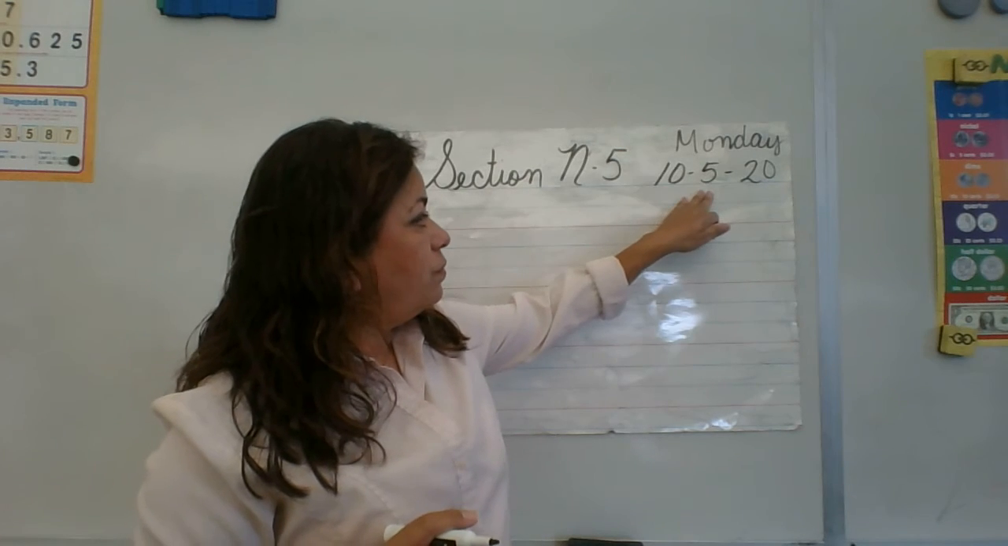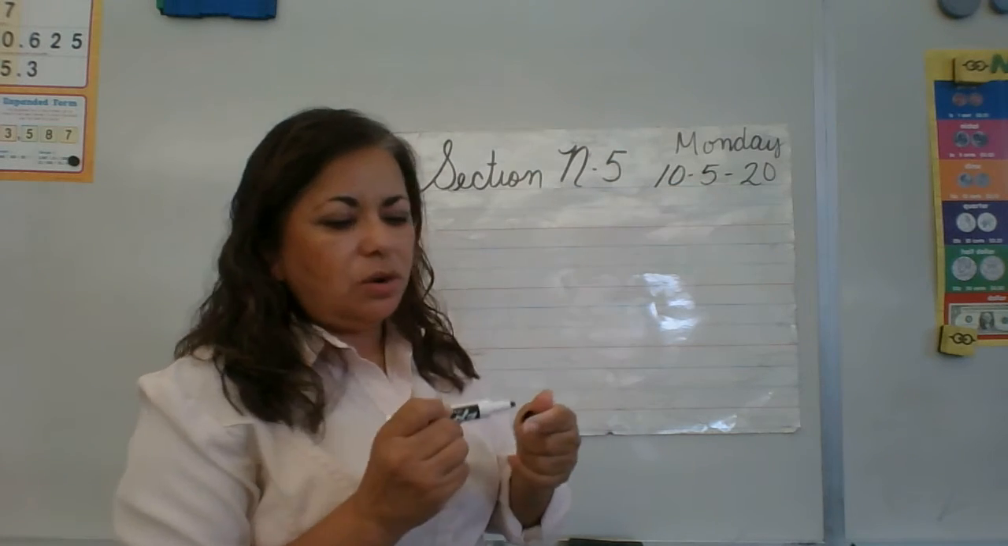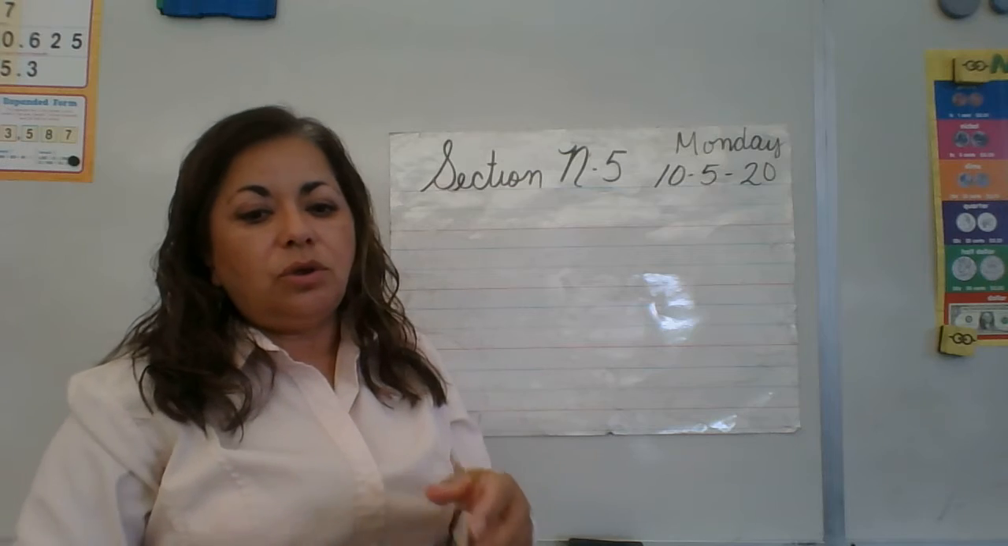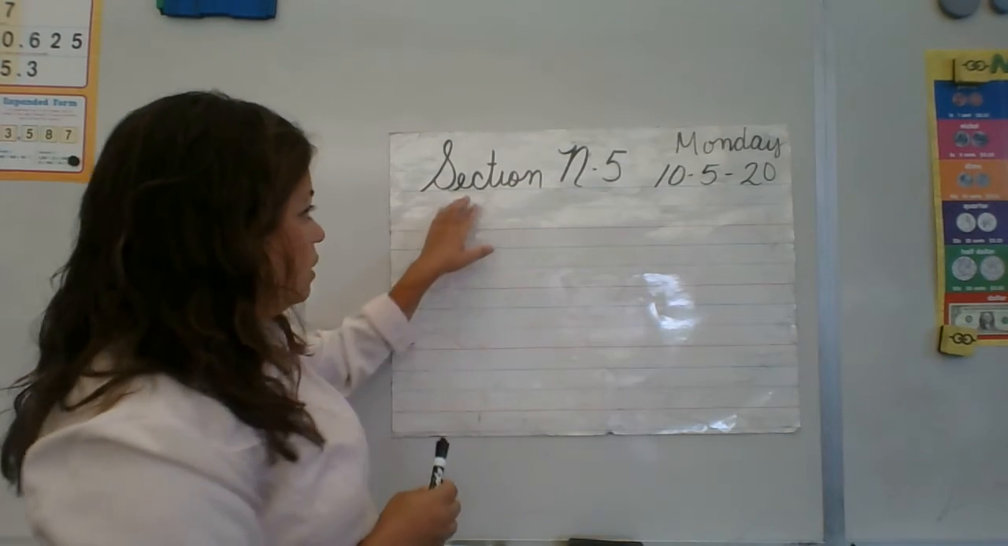Today is October 5th of 2020, 10/5/20, but you don't need to write that in your spelling book unless you don't have a spelling book and you're using line paper to do your spelling words. All right, section N5.